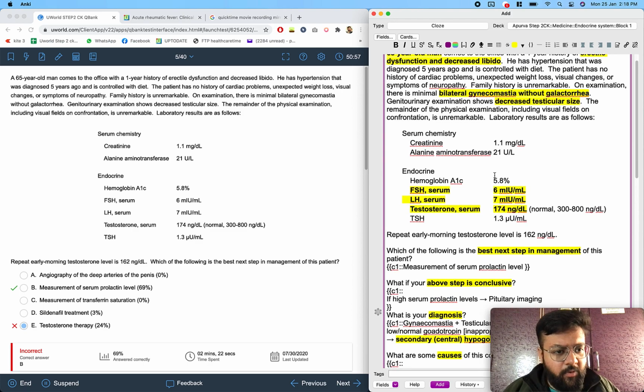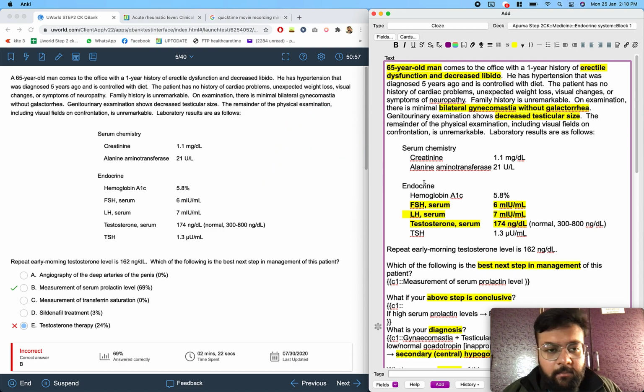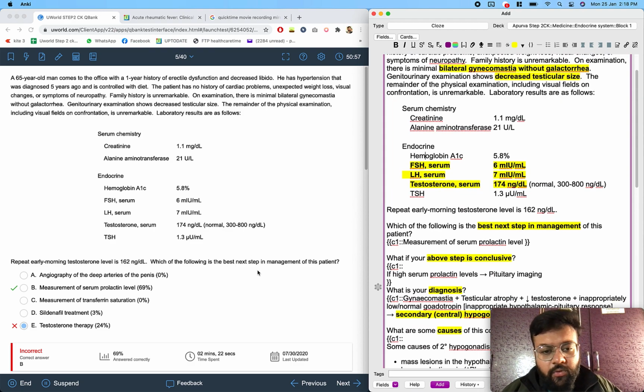Apart from the question which UWorld has asked, there are many more things to decode in this particular question. Let's say this question is specifically for hyperprolactinemia-induced male hypogonadism. Now this question is asking which of the following is the best next step in management.